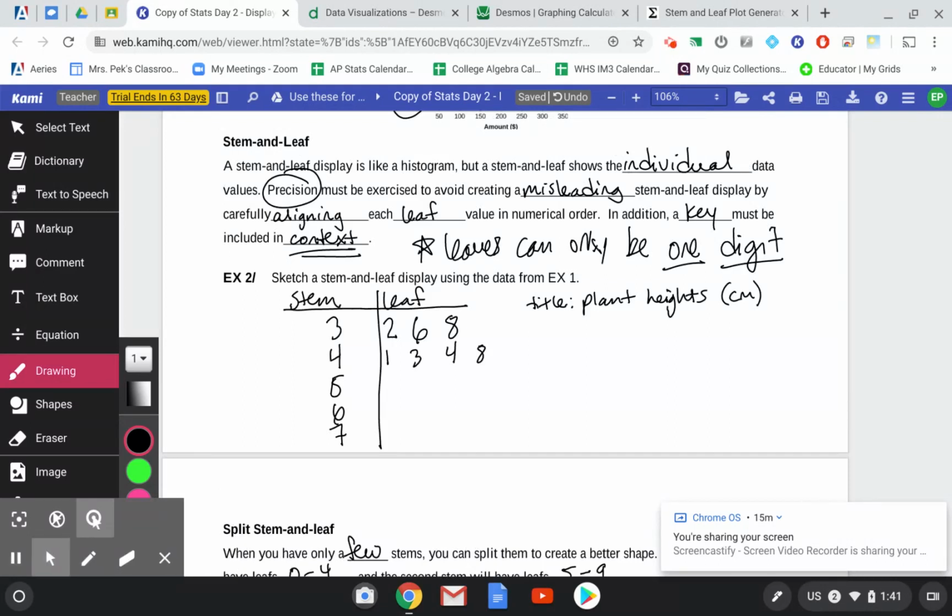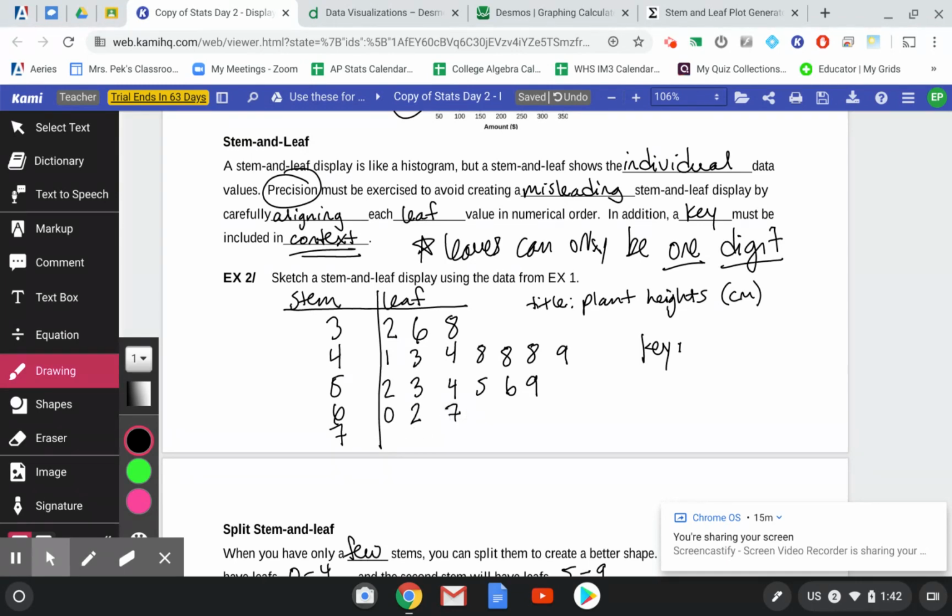I have another 8 and another 8. I have 3 8s and then a 9. And then I can put my key back over here. So, and we'll talk about the key in a second. For my 50s, I have 52, 53, 54, 55, 56, and 59. Notice how I'm lining up my leaf numbers really carefully. 60, 62, and 67, and 75. So there's my stem and leaf graph.